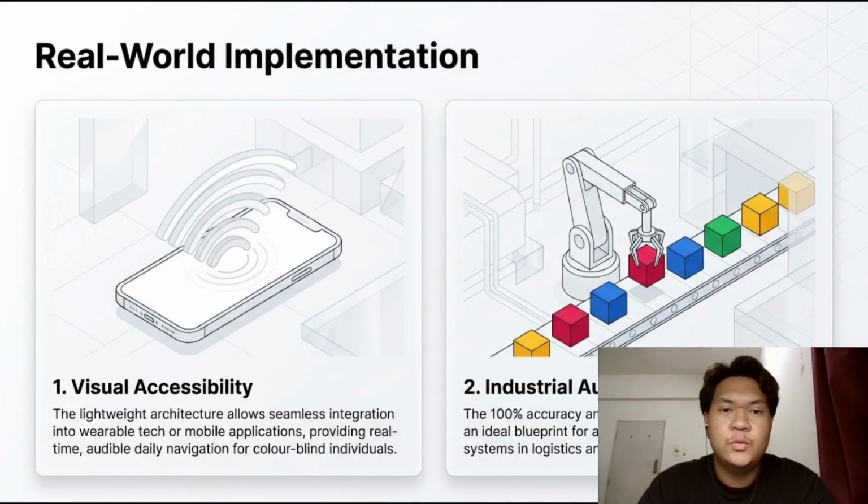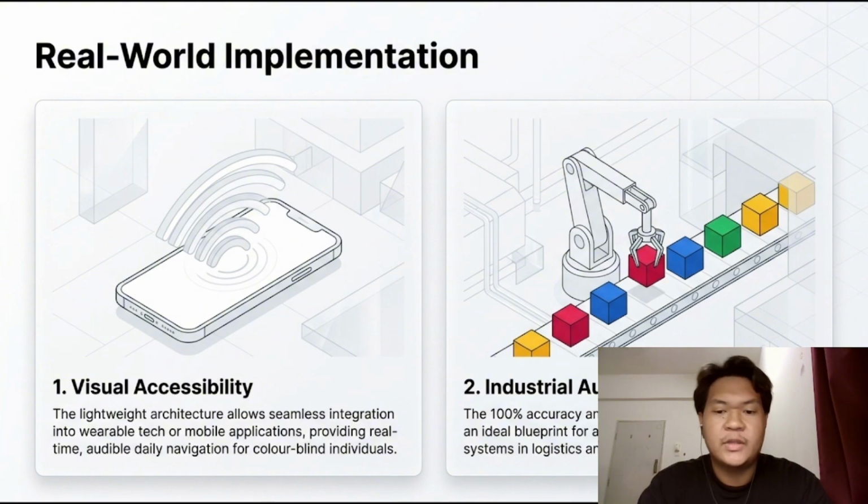Now we go to the real-world implementation. As we know, our project is a color detection system. So the first one is visual accessibility. This can help colorblind individuals to know the color, because this project will provide real-time color detection, and the audio feedback can be provided through a mobile app or a wearable device, and this helps them to navigate and do color recognition.